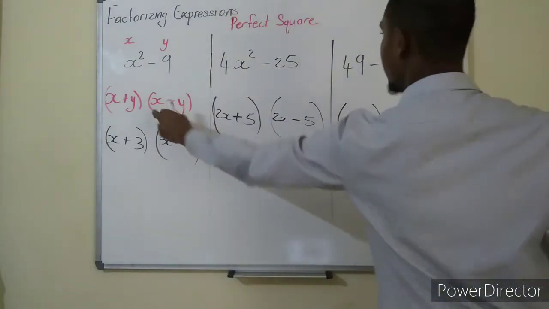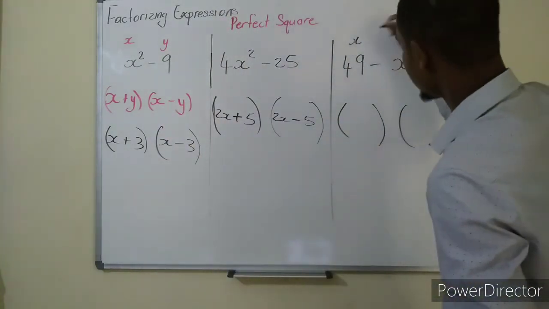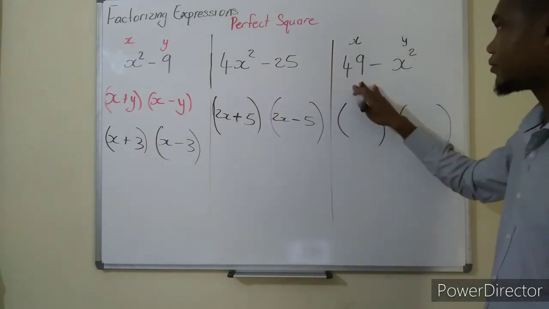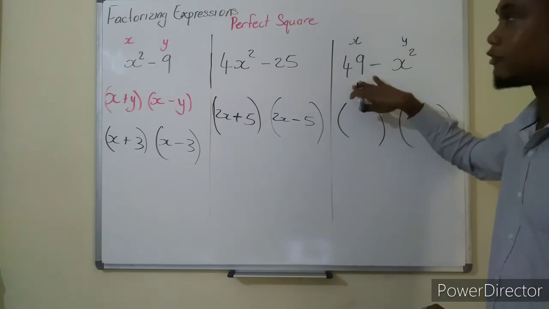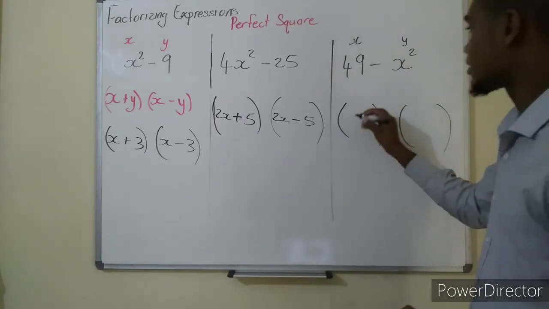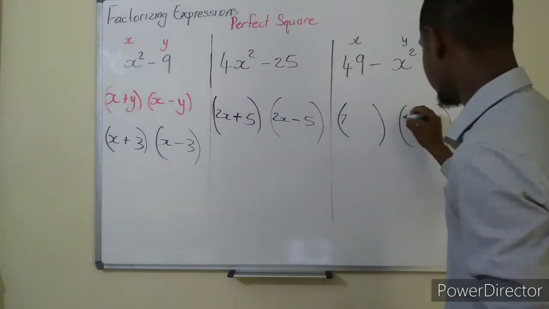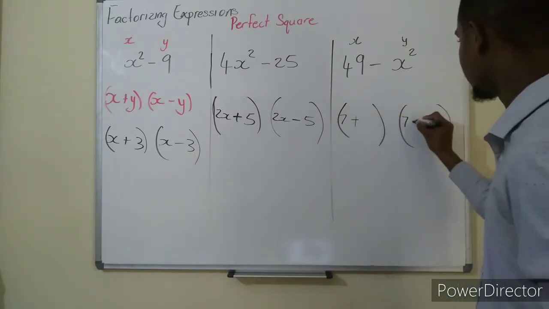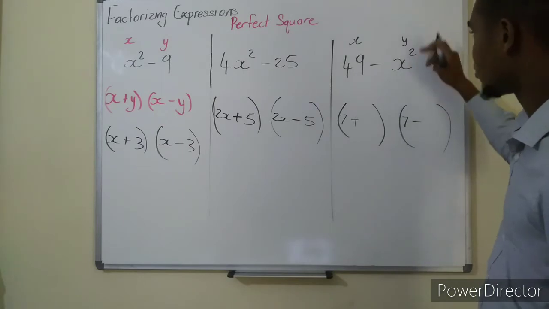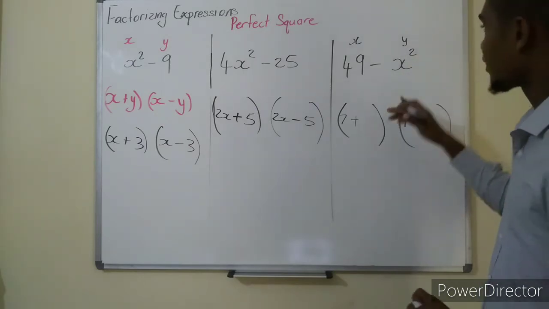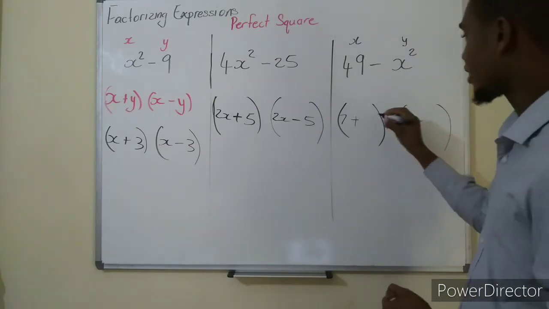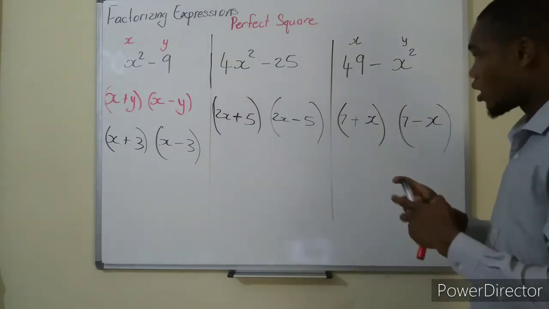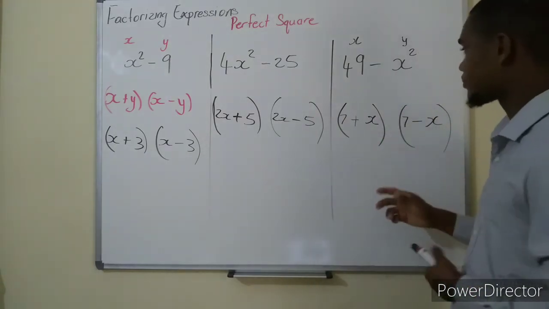Look at each term, label them x, y. X is 49. So what is the square root of 49? That's 7. So you'll put your 7. And then you put in your signs. And then you look at your y value. So this is x squared, and x times x gives you x squared. So you put in your x. And you'll be finished.